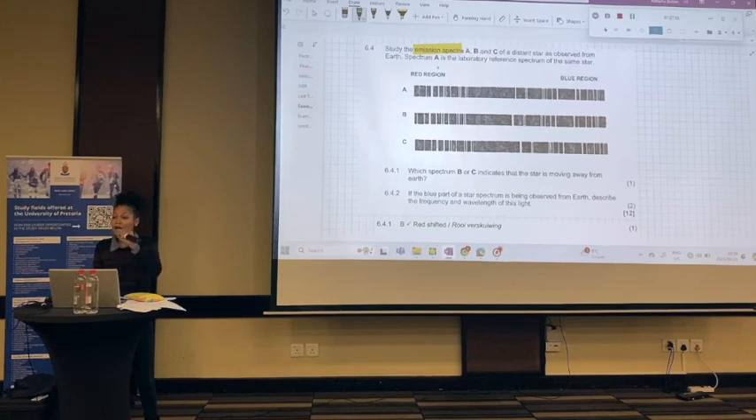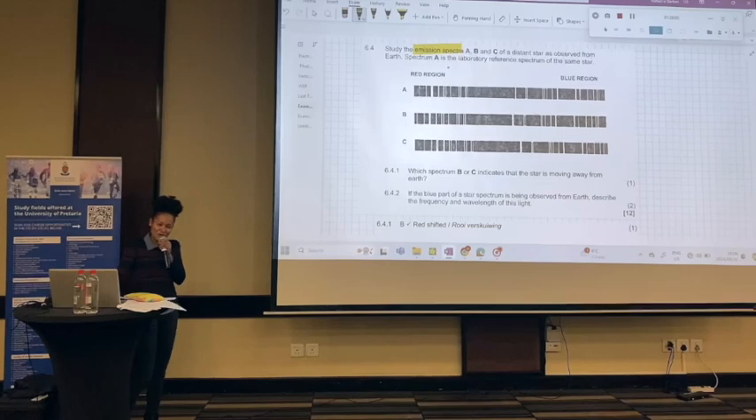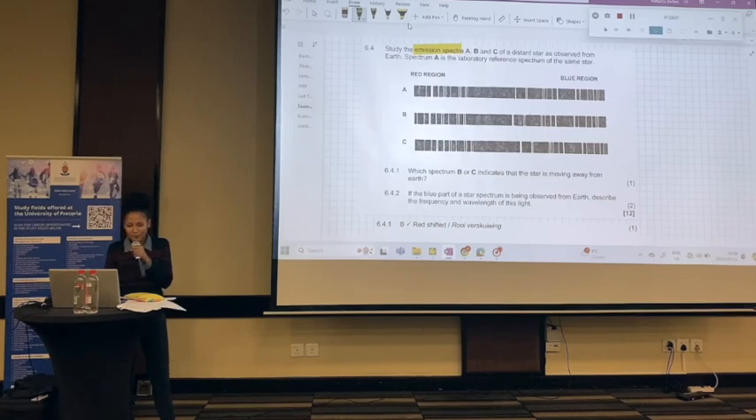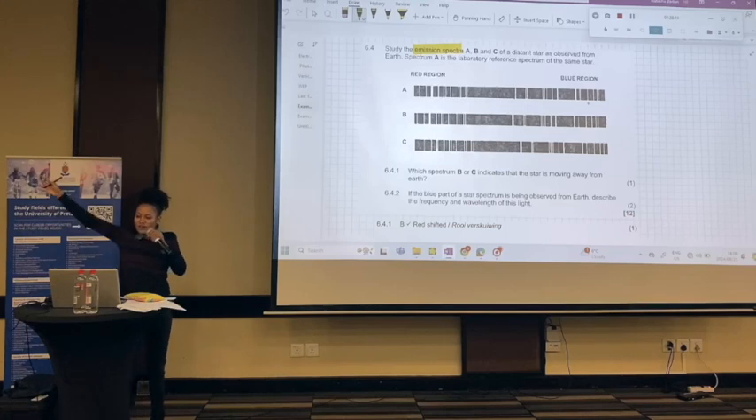But IB learners, you guys don't do this at all. If you are lost and you're wondering, what are we doing? IB, you guys don't deal with the Doppler effect. So what you guys missed is, they said, study the emission spectra A, B, and C of a distant star as observed from the Earth.